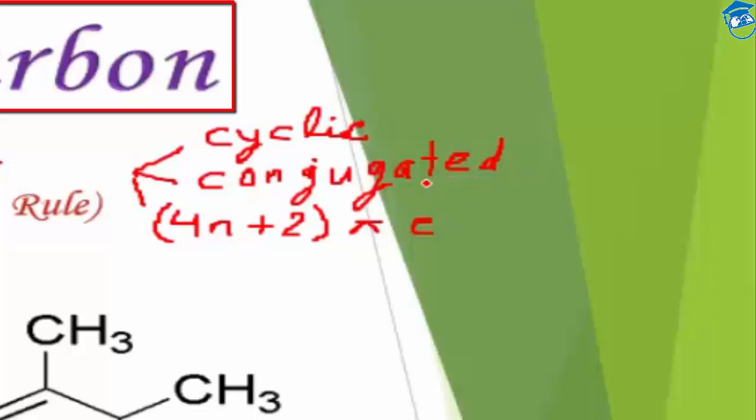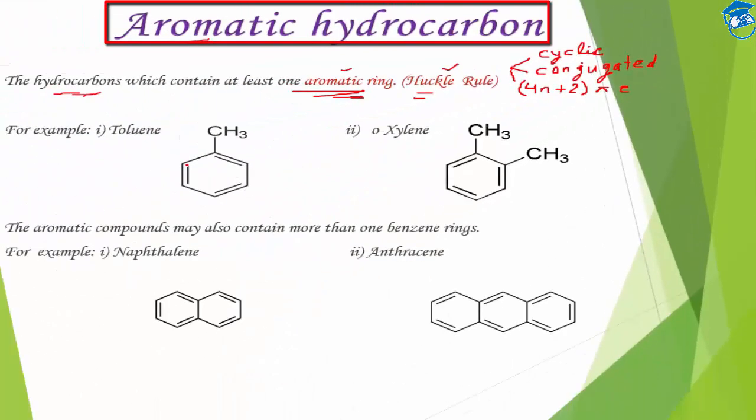What do you mean by conjugated? Conjugated means alternate single and double bond. For example, here we can see double bond, single bond, double bond, single bond, double bond. So this is cyclic, then alternate single and double bond, so it is also conjugated. And the third criterion was 4n plus 2 pi electrons. If n is equal to 0, then 2 pi electrons. If n is equal to 1, then 6. If n is equal to 2, then 10.